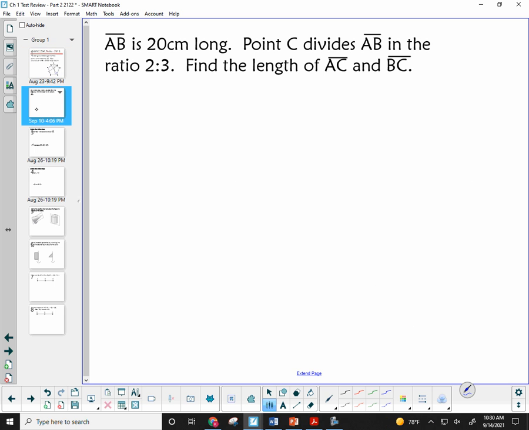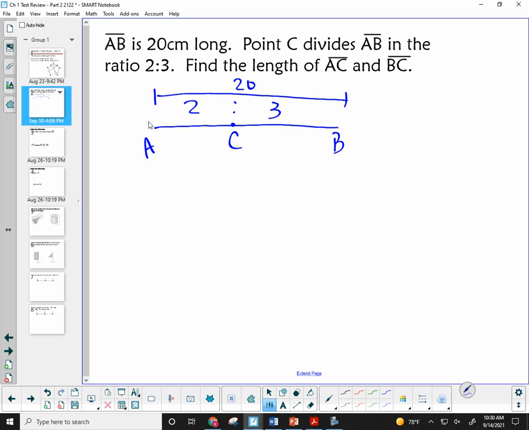All right, next one. AB is 20 centimeters long, so we have a segment AB that is 20 centimeters long. And it tells us point C divides it into a ratio of 2 to 3. So remember, if it's a ratio, we need to put x's with it because we don't know what they factored out.